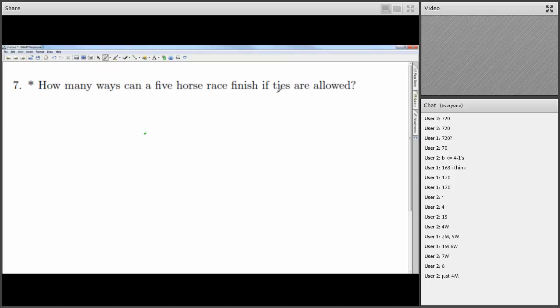But what if we allow ties? What if we actually consider the situation that maybe they can tie? That allows a lot more possibilities. So what I need to do in this case is to consider different cases. I'll talk about a pattern. The first pattern that we consider is, say, no ties at all.